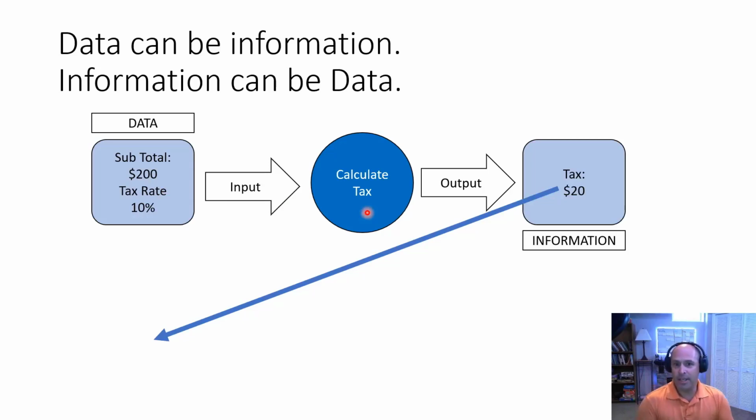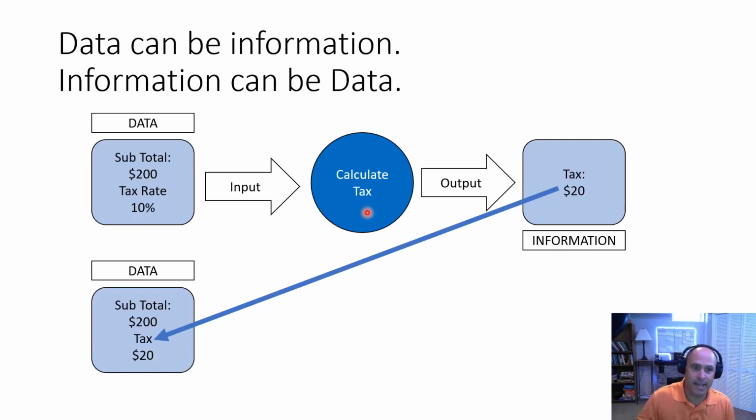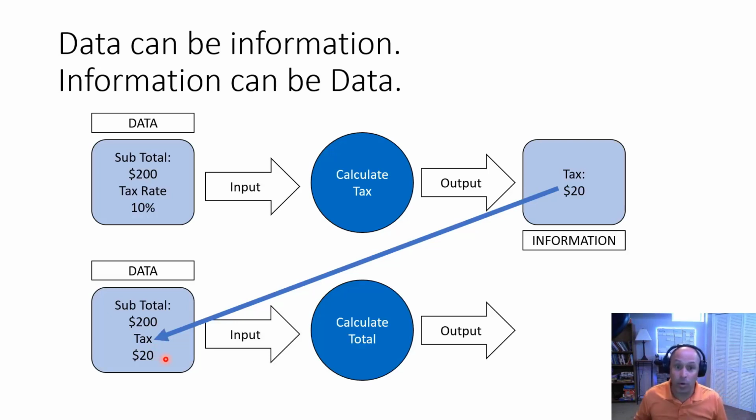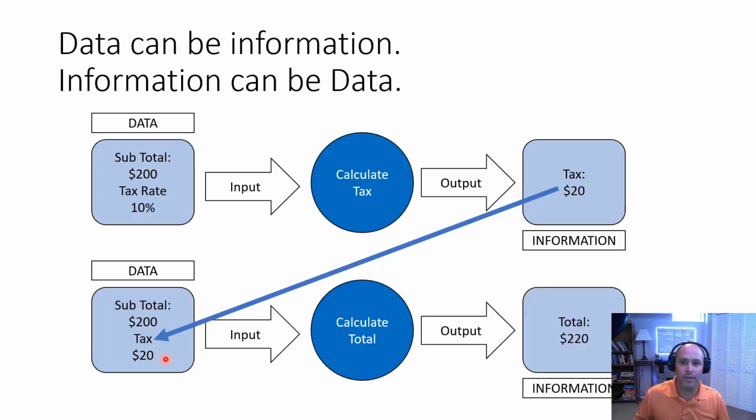So that now is information within context to a process called Calculate Tax. That $20 tax can also be data in another process which takes the subtotal and the tax and then calculates the total by adding the subtotal to the tax and coming up with new information, $220. So it just goes to show you that what is data, what is information, it's all contextual within the process itself.